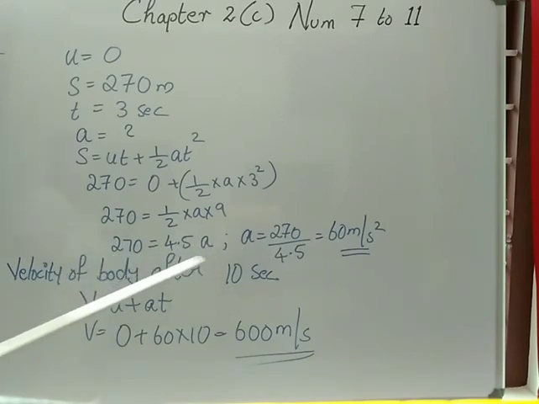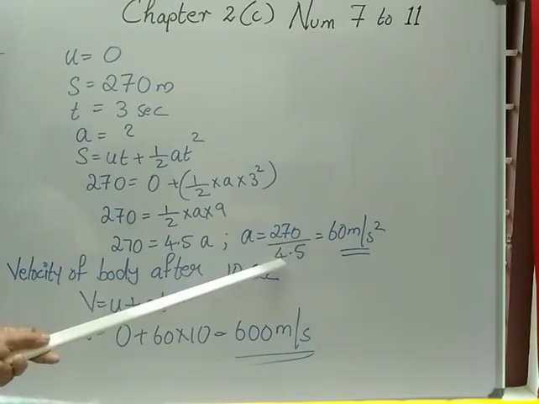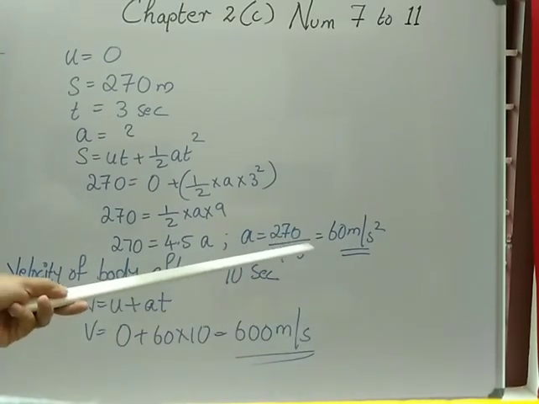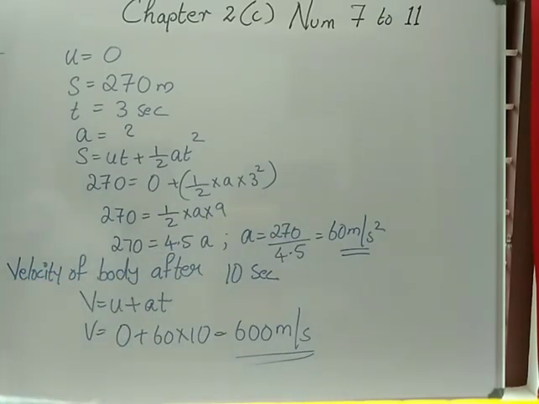From a is equal to, multiplication, when it goes to the opposite side, it will become division. A is equal to 270 divided by 4.5. When you divide this, you will get the answer 60 meter per second square. So we got the acceleration of the body. It is given in the question that it is moving with a uniform acceleration. Now we can calculate the velocity of the body after 10 seconds.